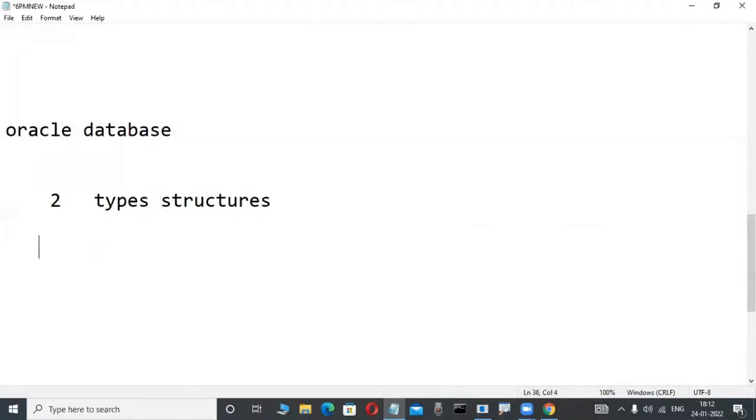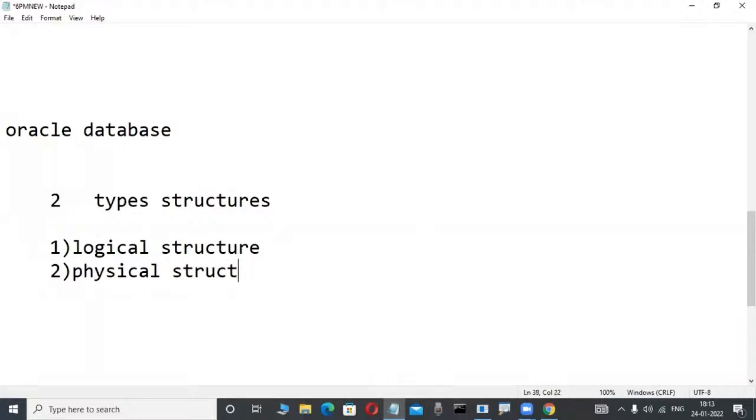Another one is physical structure, I'm telling in a previous class. Slowly observe here. Logical structure, I'm telling. Another one is physical structure. What does logical structure mean?